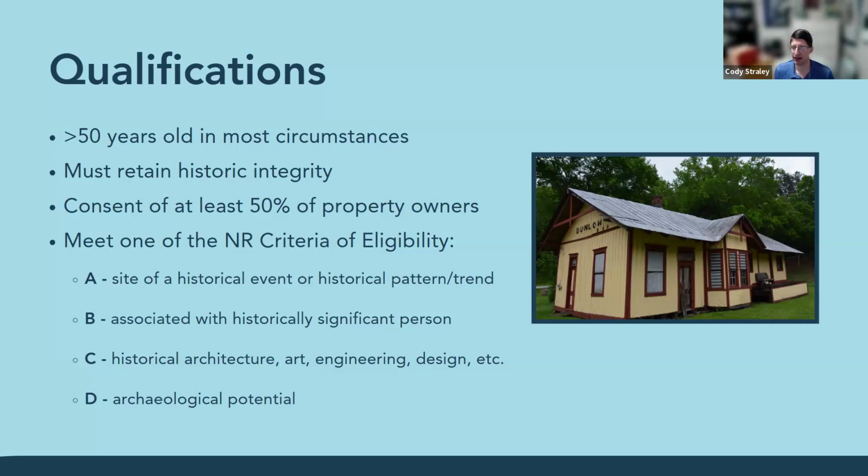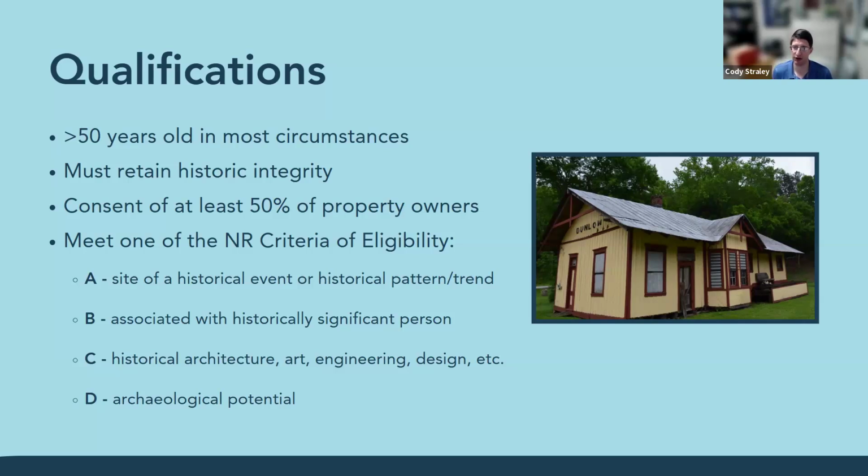And what level of integrity a property needs to retain can vary by situation. But doing things like replacing the siding with a different material, changing the shape of the roof, replacing the windows, adding an addition to your building, enclosing a front porch, different actions like that can diminish a property's integrity. And then you do need property owner consent, of course. In cases where you have a historic district, you need the consent of at least half or more of all the property owners in the area.